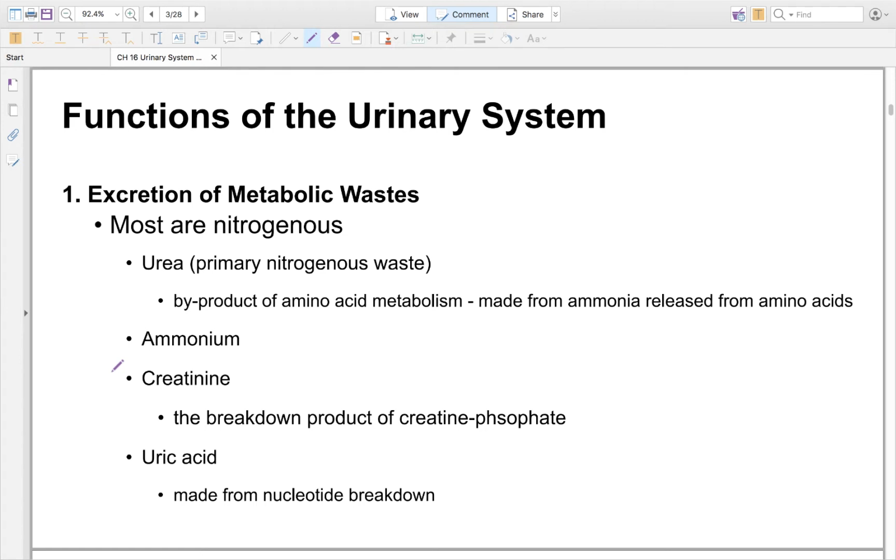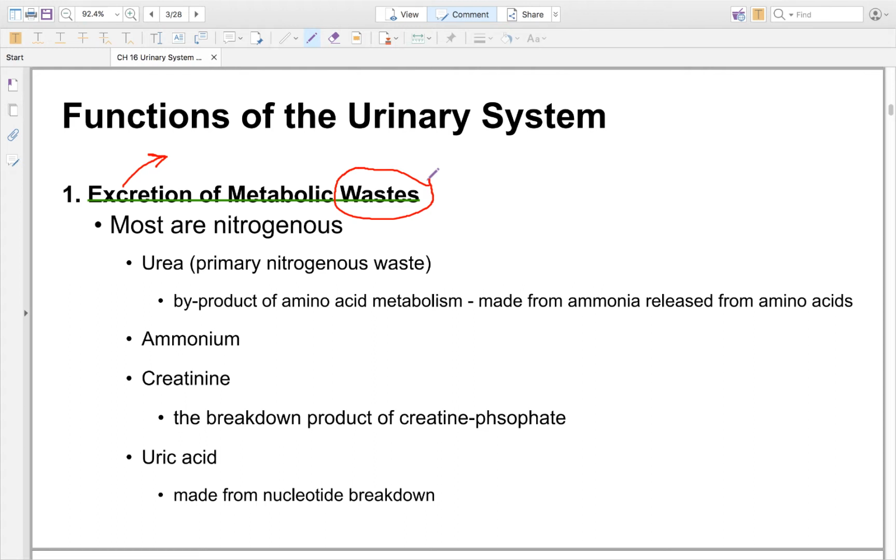All right, let's talk about functions of the urinary system. So some of these functions are common knowledge, some of them are not. Either way, let's go ahead and start with the first one. Okay, excretion of metabolic waste. Excreting metabolic waste, what does that mean? Well, excretion means removing or excreting it out of the system, and metabolic wastes are wastes that are made by various metabolic processes that your body produces or performs.